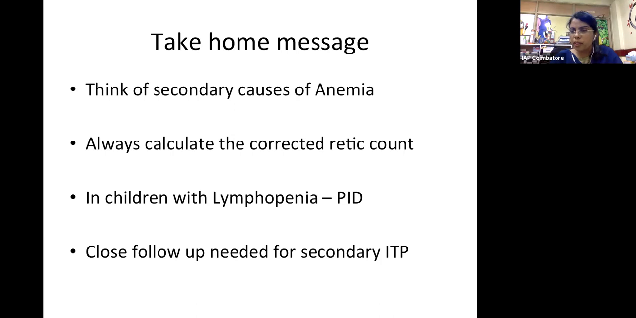Right. And there is a question raised about IPF. Does IPF mean megakaryocytes?